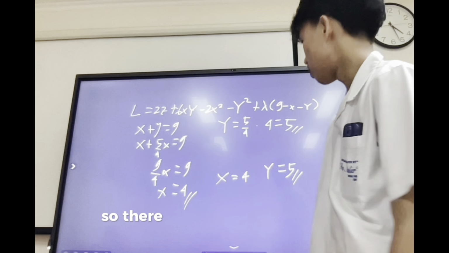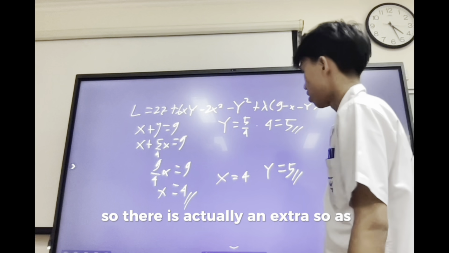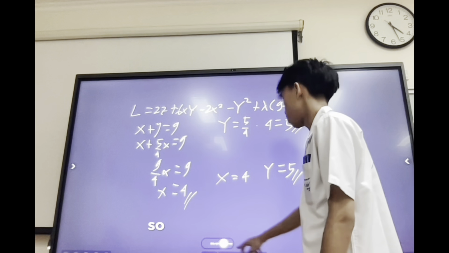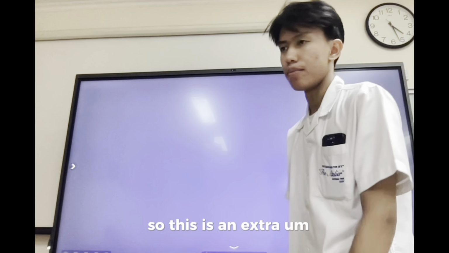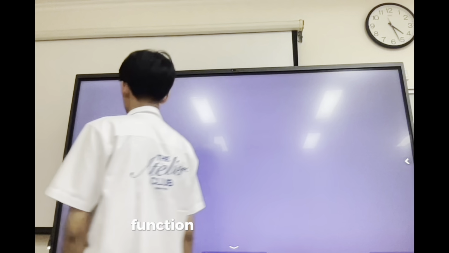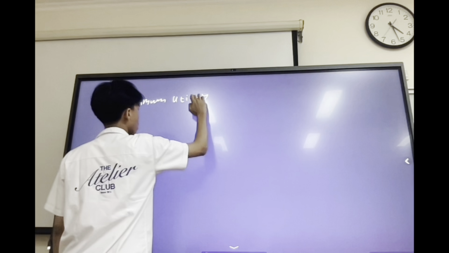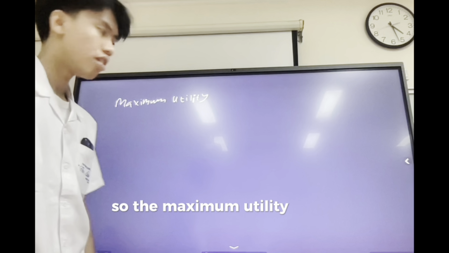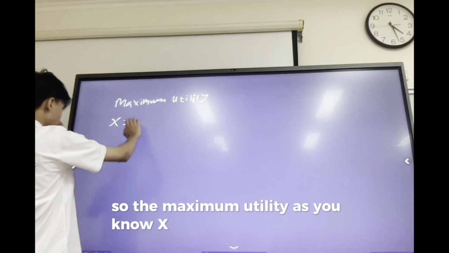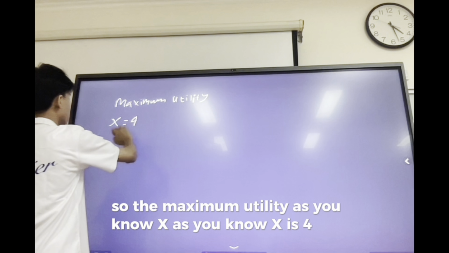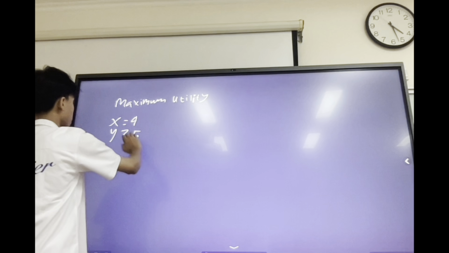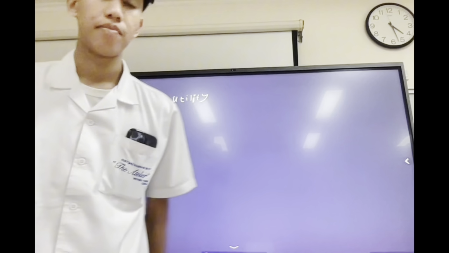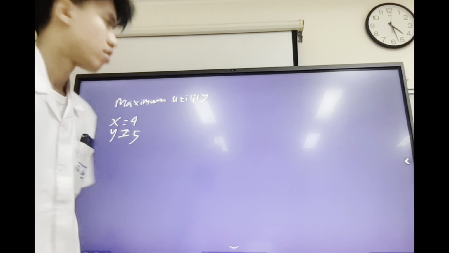Okay, so there is actually an extra. So as we know, x equals 4 and y is 5. So this is an extra function. So the maximum utility, as we know, x is 4, y is 5. So what is the maximum utility?